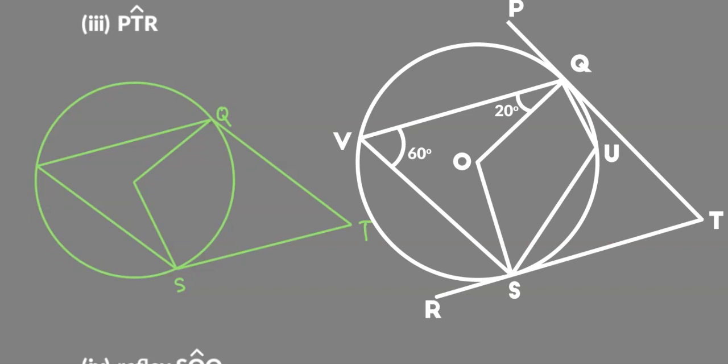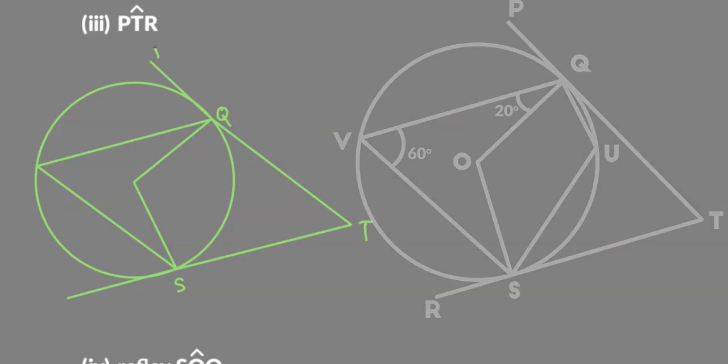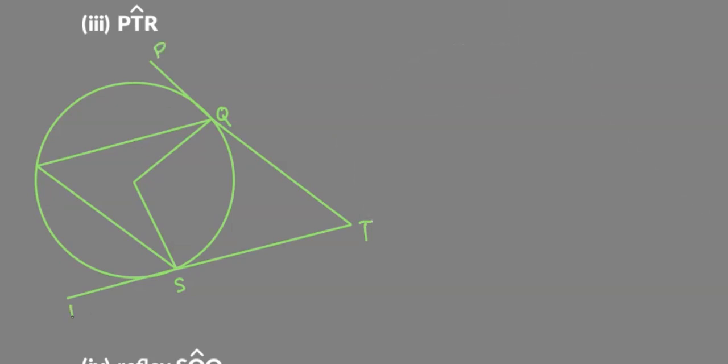For PTR, they've just extended these lines, so let me do that. We can extend the lines from these tangents so they are passing through like that, and this one here is also passing through like that. Then we can have the points P and R. Notice this point here is the center of the circle, and this point here is V. We've been given the angle at V, which is 60 degrees.